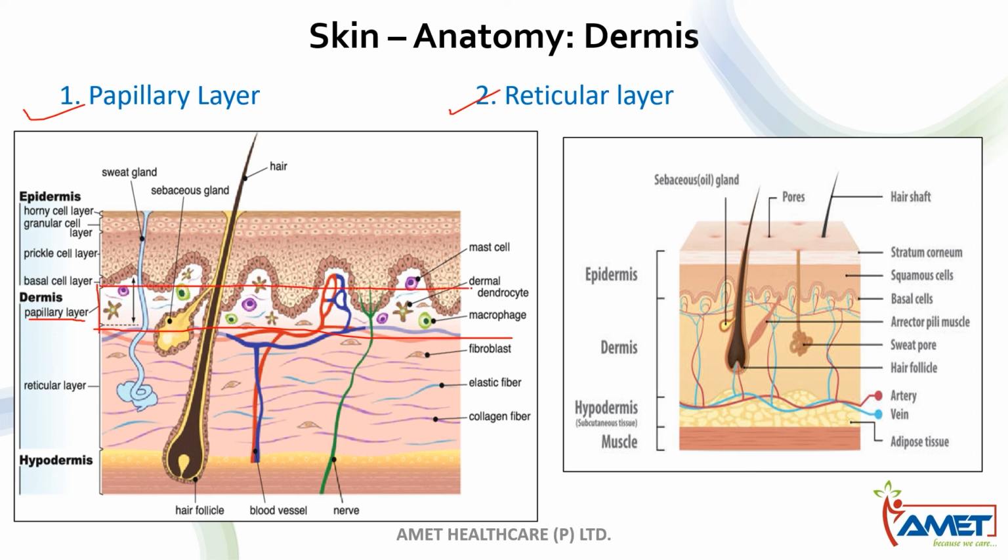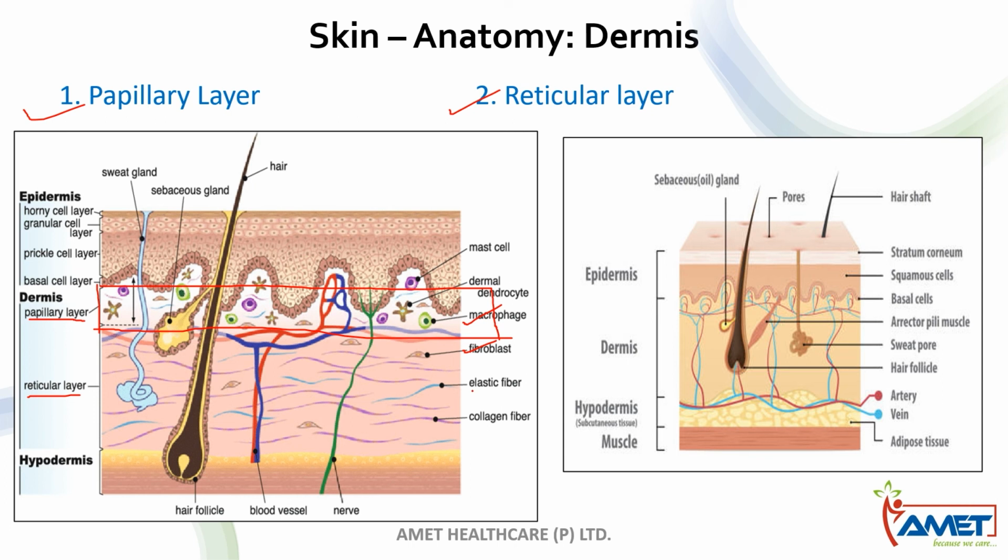So what does the papillary layer consist of? It consists of macrophages, fibroblasts, as well as nerves and pain receptors. That is not necessary for us to study, but with the reticular layer, it is very much necessary for us to study what the reticular layer consists of.